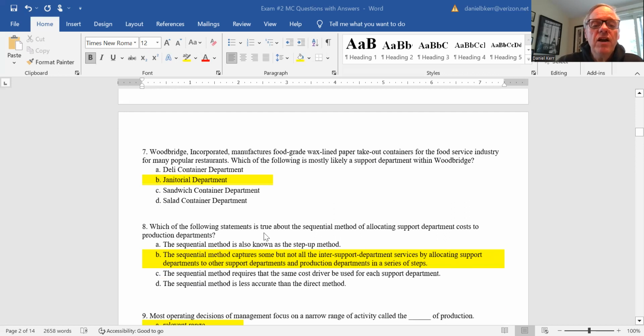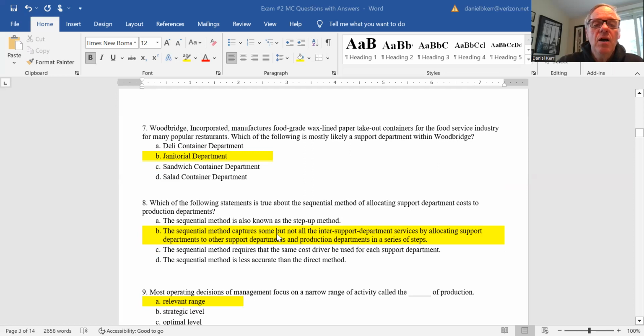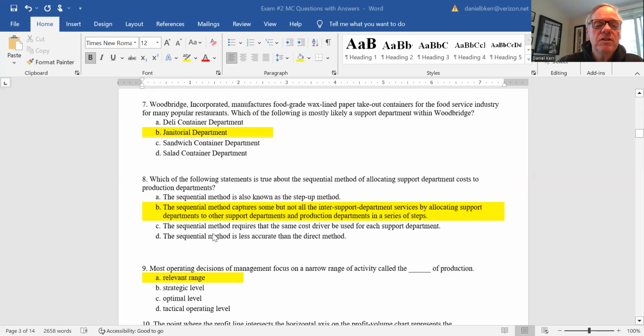Which of the following statements is true about the sequential method? Well, the sequential method captures some, but not all, interdepartmental costs by allocating support departments to other support departments and production departments in a series of steps. So B is actually a description of the sequential method. We know it's better than the direct method. We know it's not quite as good as the very complex method that we didn't get into, it's in the appendix. So B is the correct one.